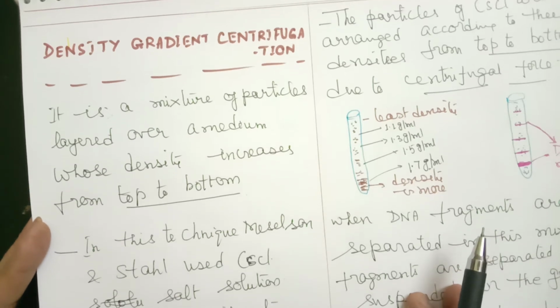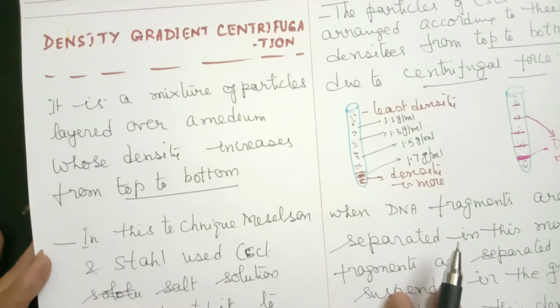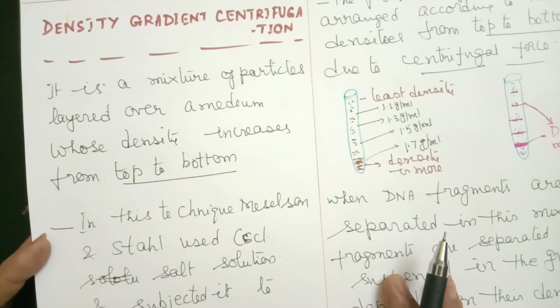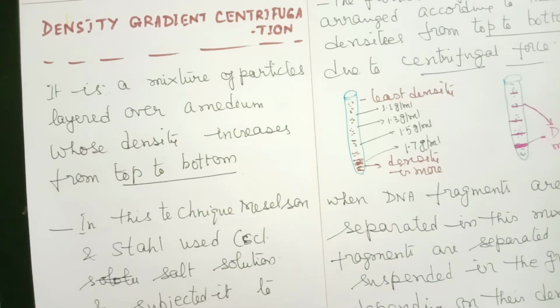Now in this technique, what is done? Michelson and Stahl used a cesium chloride salt solution and subjected it to centrifugation. So this is a cesium chloride solution.